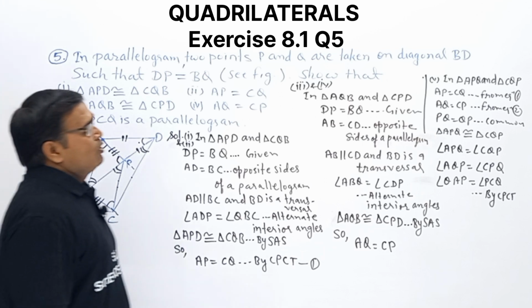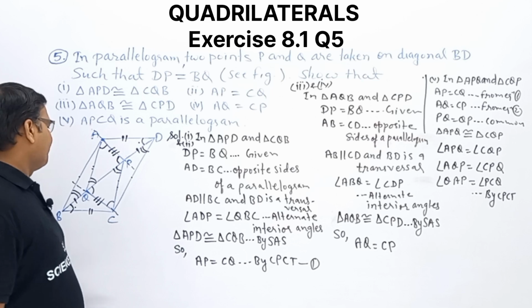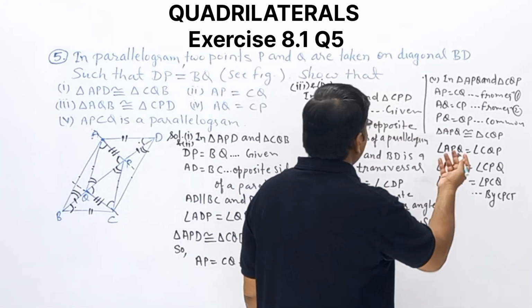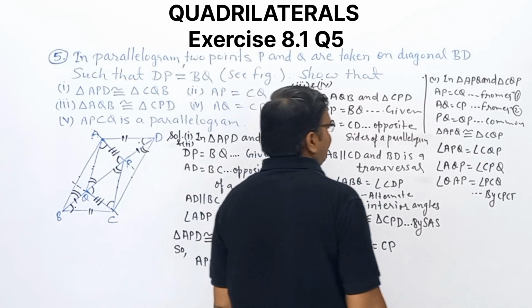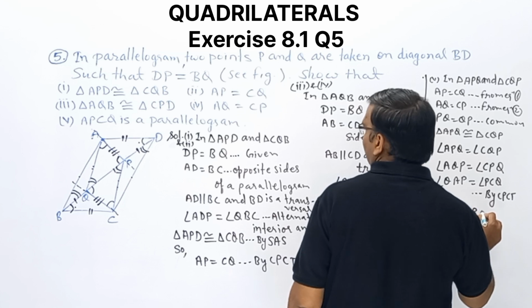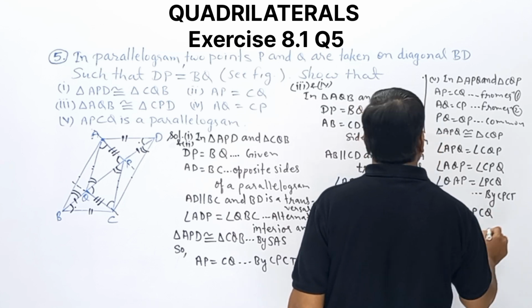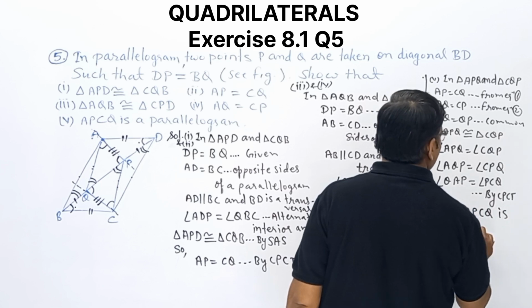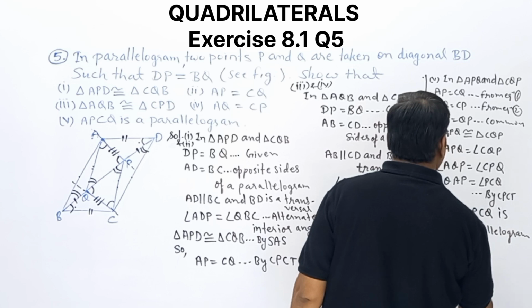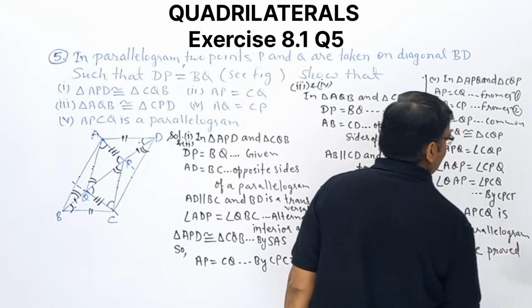Clear? And why we are taking these are alternative? Because this one and this one is what? Parallel. Clear? And BD is what? Transversal. So by CPCT we proved that. So finally we can say, so APCQ. So APCQ is a parallelogram. Hence proved.